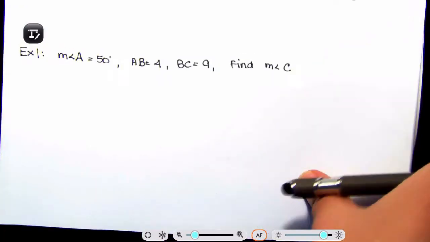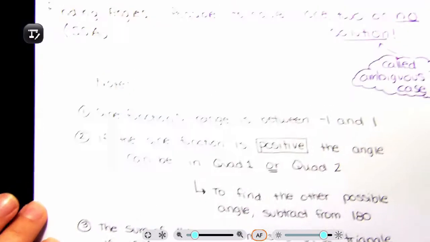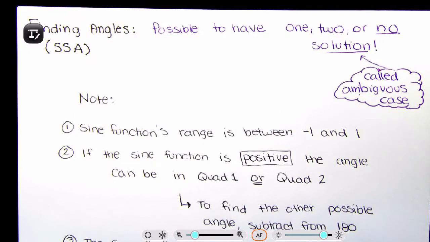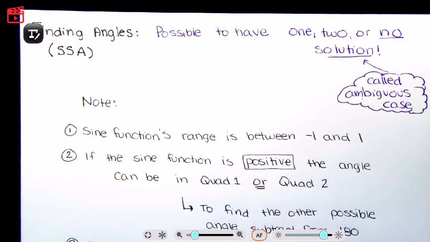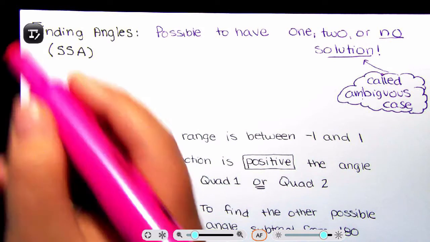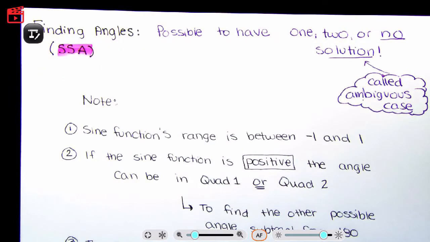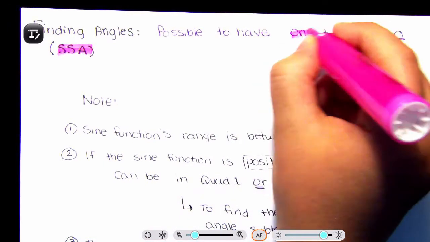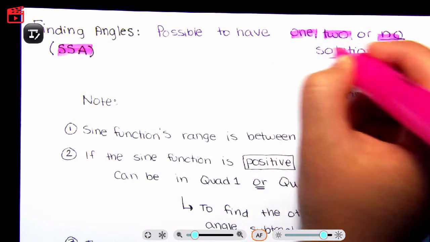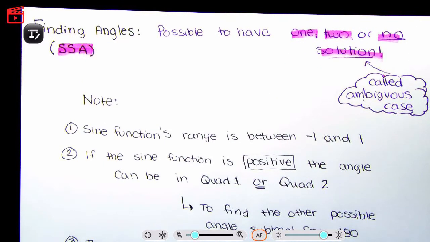Let's move on with one other type of angles or information that you're going to have when you're dealing with law of sines. You're going to find angles for something that they have for side-side-angle. When you are given side-side-angle, you actually have a possibility of having 1, 2, or no solutions. You're going to have to double check.